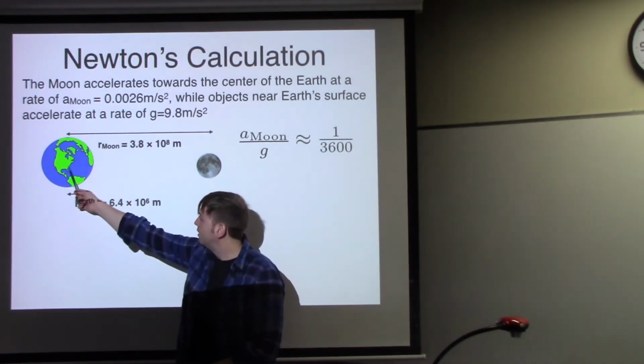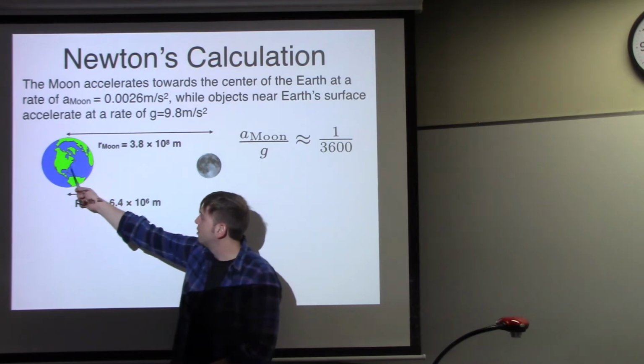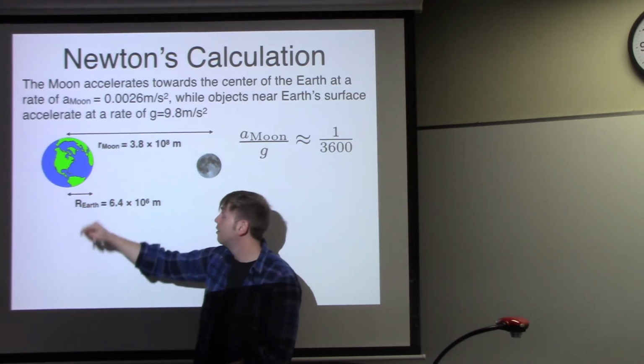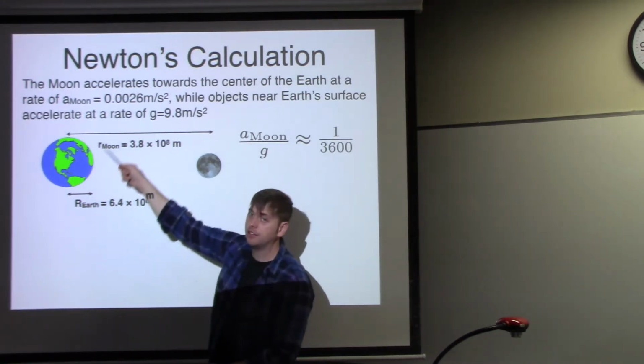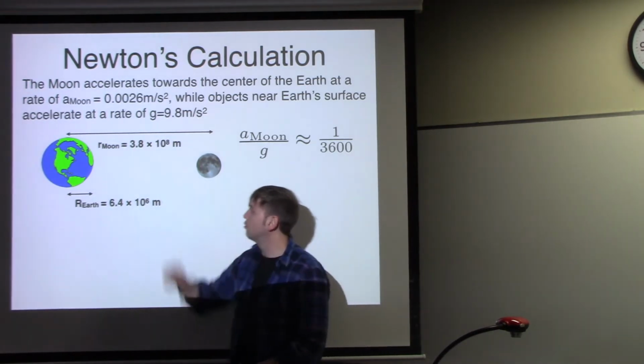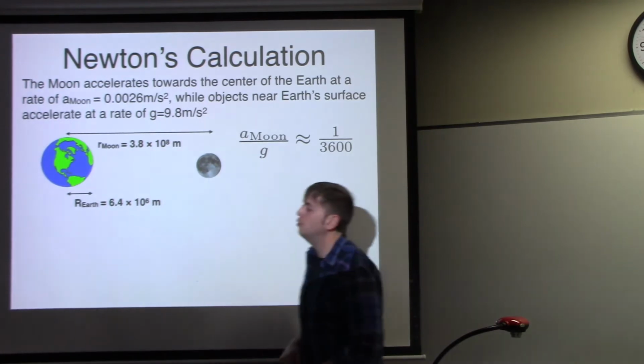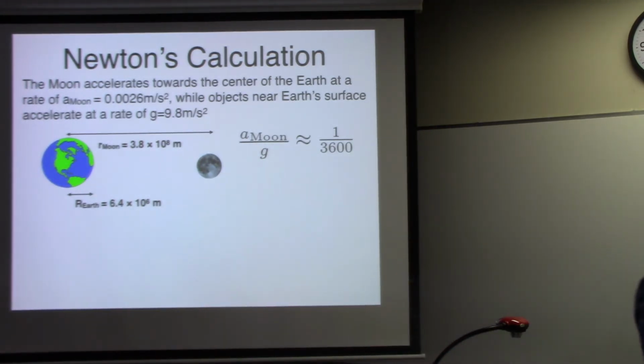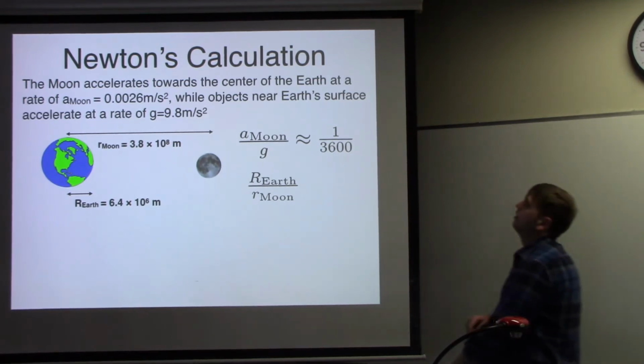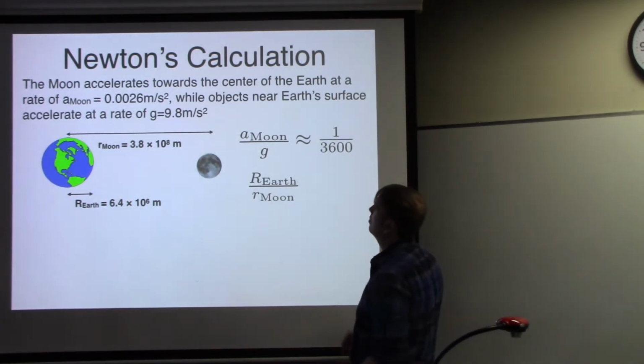Okay, so it's one radius to go from the center of the Earth to the surface of the Earth. It's this big distance we've been using, our moon, 3.8 × 10^8 meters, to go from the center of the Earth to where the moon is. Let's compare those distances. If we take the radius of the Earth divided by that distance to the moon.